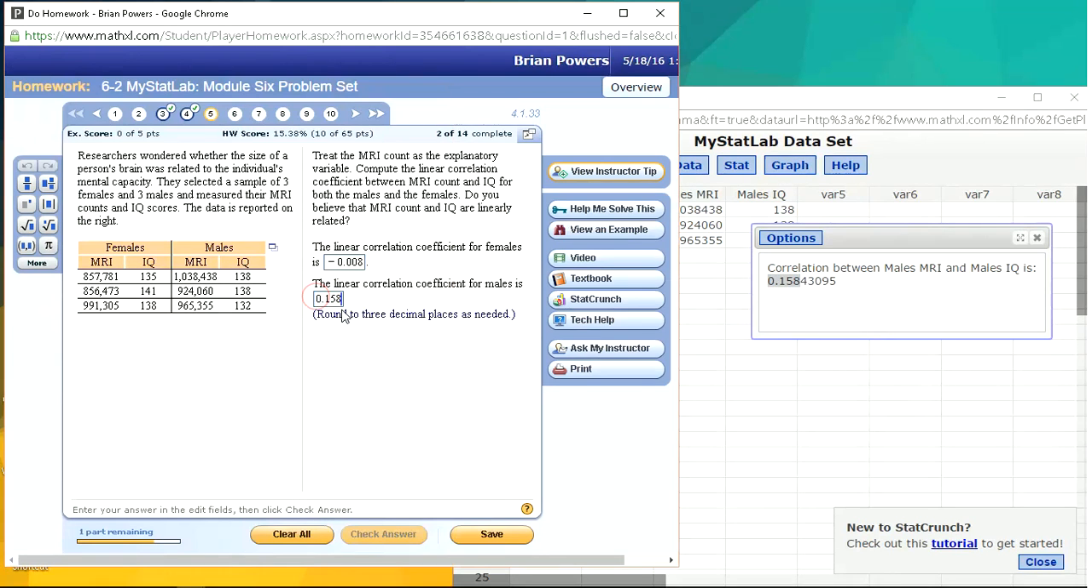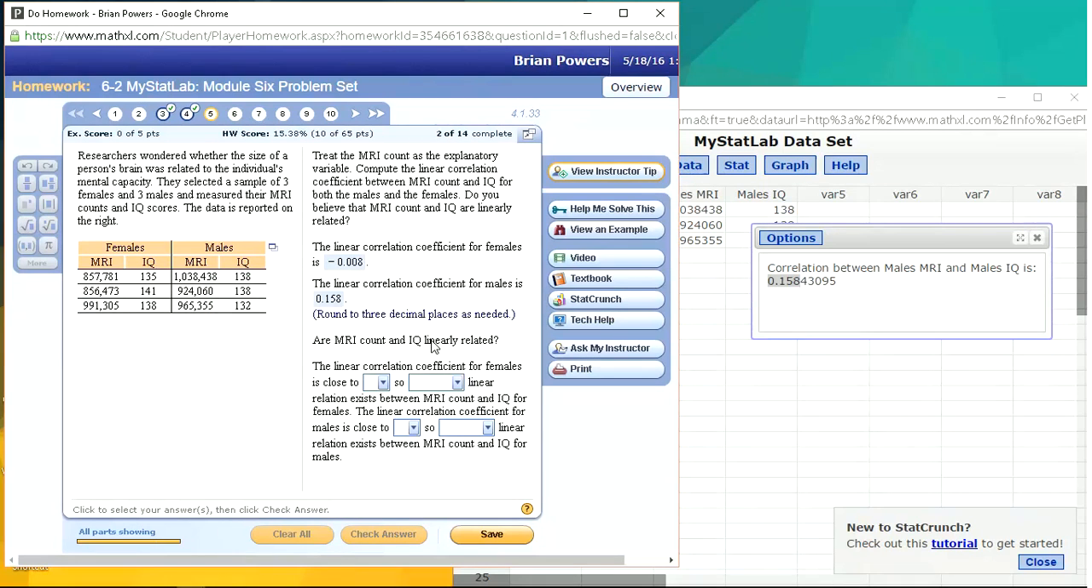Groovy. Okay, so we got our correlation coefficients. Looking at this, the correlation coefficient for females is very close to 0, so I would say there's no linear relationship. And for males, that's also quite a low linear correlation, 0.158. I would say that's also close to 0, and so I would say there's no linear relationship.